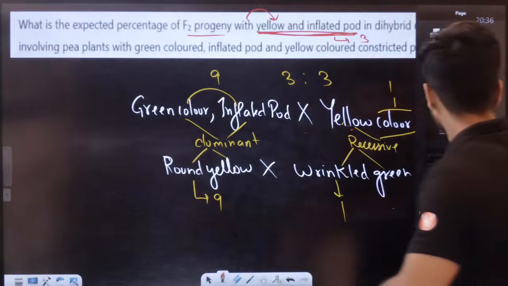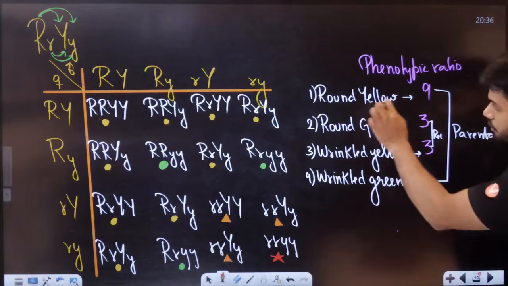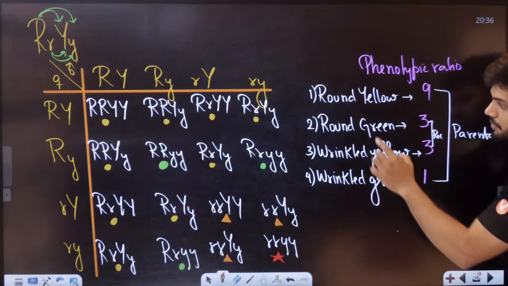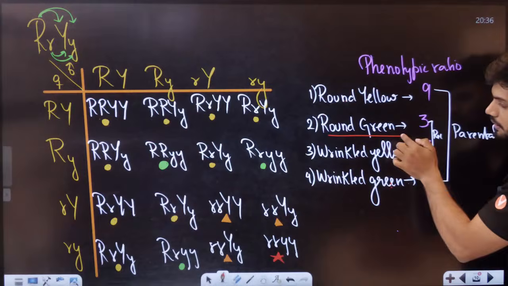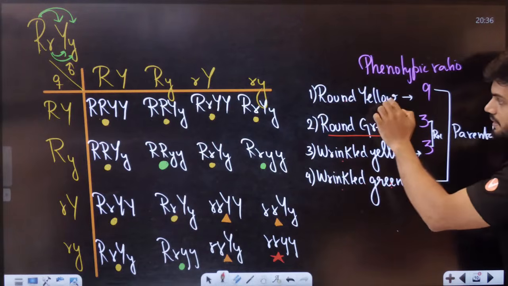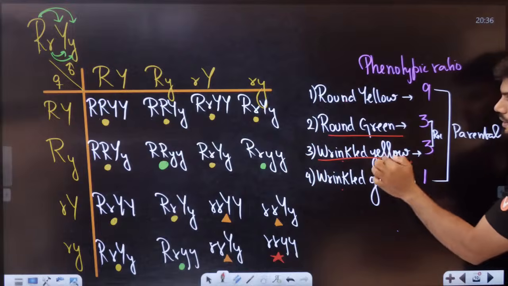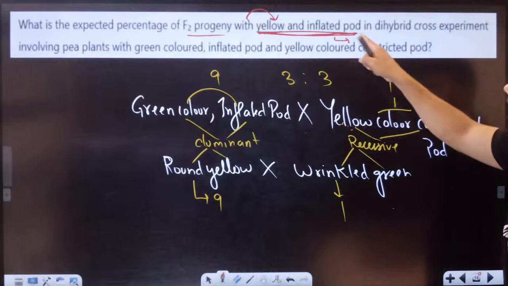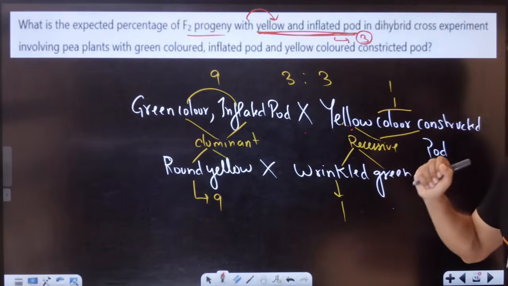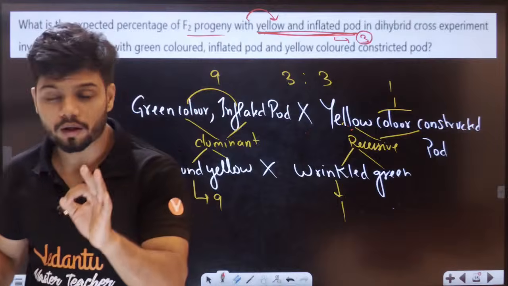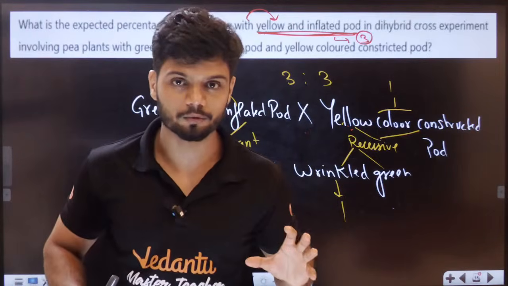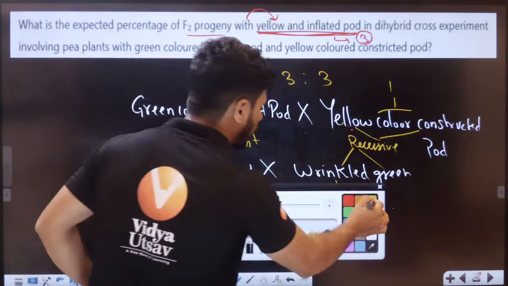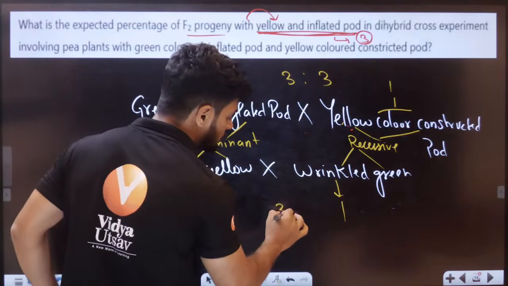Like how we had here, round yellow, wrinkled green. We took round from here and green from here. These two we made round and green. Then we took wrinkled from here and yellow from here. We made a hybrid here. These two are hybrids. Similarly, here also we can get a hybrid. So hybrid will be always 3. These two are parentals. Once you have identified the hybrid, the work is done, students. The number of hybrid is 3.